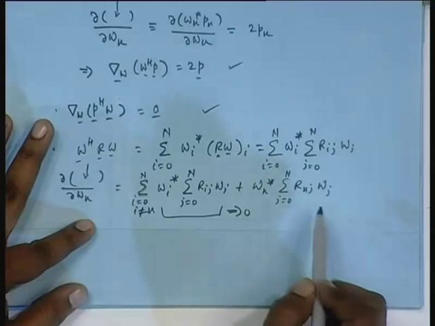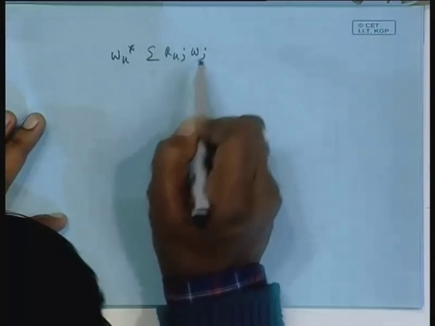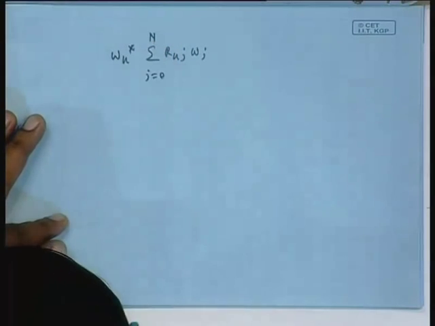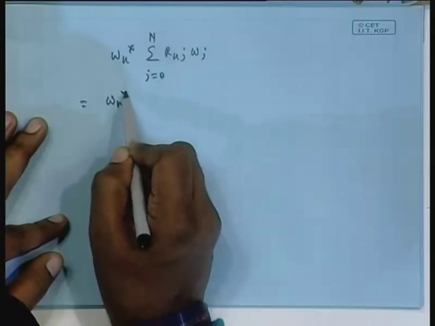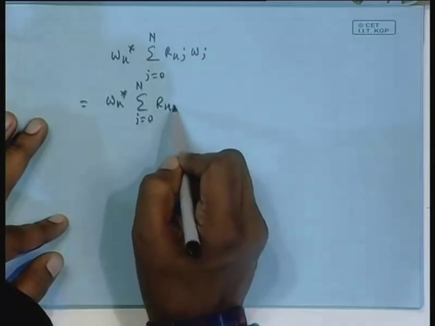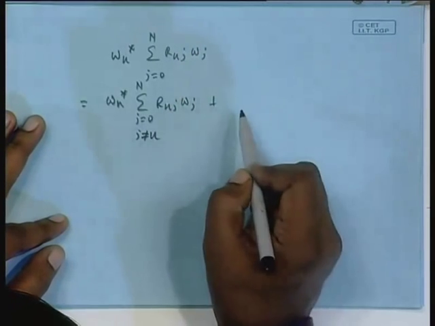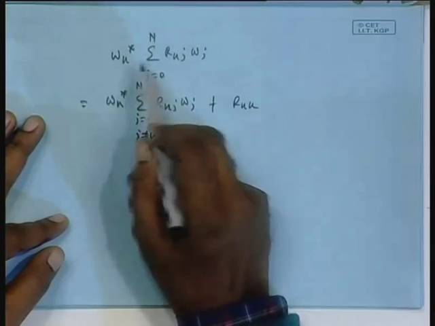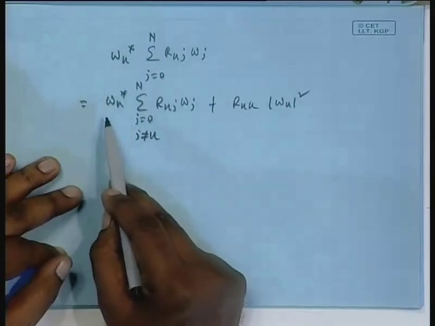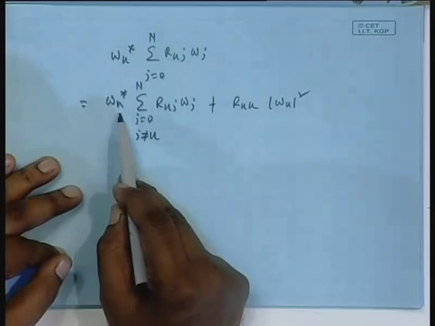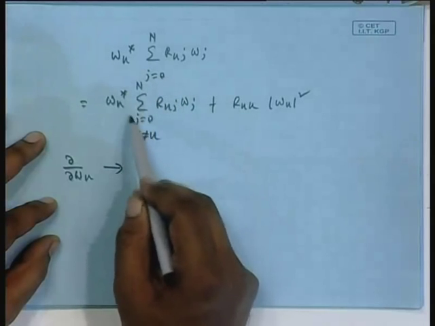Now comes here. So, this part I work out separately, W k star. Once again, if you take out the k term separately from the summation, what you have is the sum over j not equal to k of R k j W j, plus the j equal to k case, R k k W k here and W k star here, which means mod W k square. First differentiate this quantity here, this quantity is W k, obviously twice this will come up, is it not?